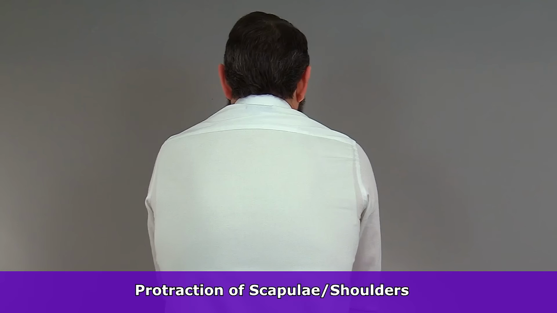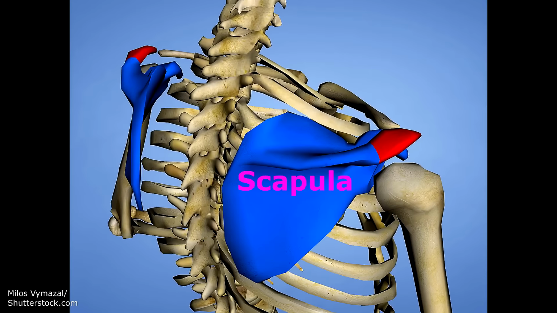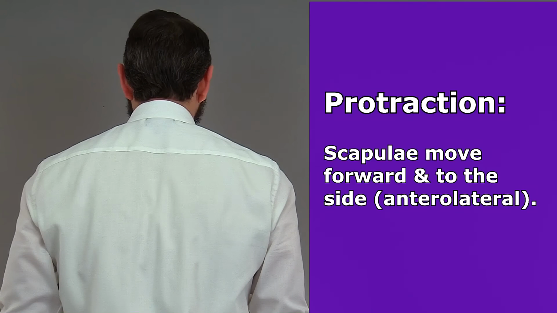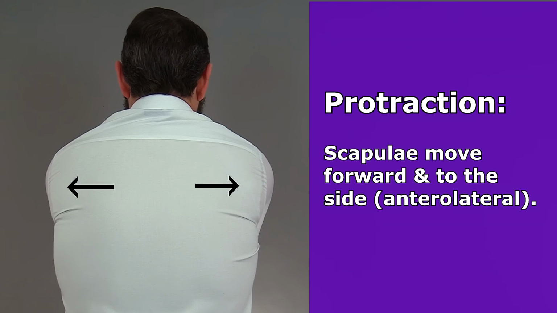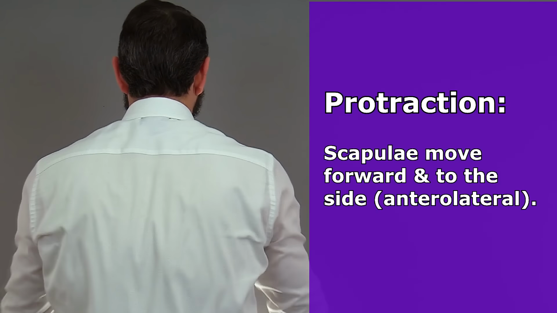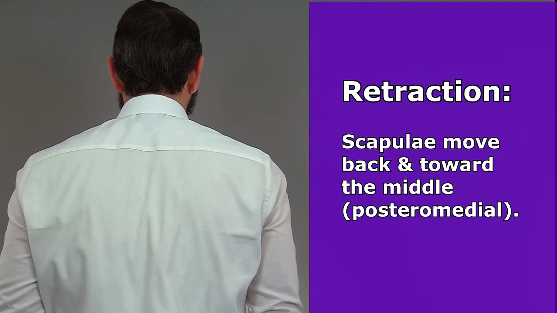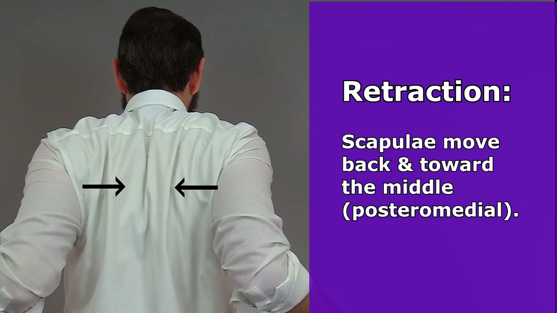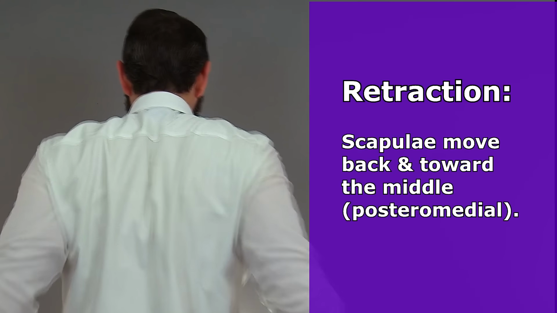Next, we have protraction and retraction, which are special body movements that involve the scapulae, better known as your shoulder blades. Protraction moves the scapula forward or anteriorly and toward the side of the body or laterally in an anterolateral direction. Retraction is the opposite movement. It's going to cause the shoulder blades to move back or posteriorly and more toward the body's midline or medially, in a movement known as a posteromedial movement.